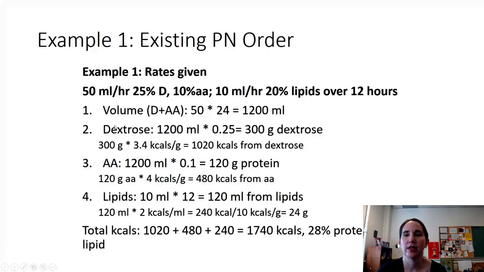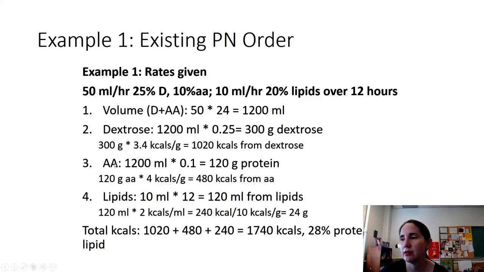The next step is to get the calories from dextrose and also the grams of dextrose. So we take the total volume of the solution, because remember, dextrose and amino acid are present together, and we say 1,200 mLs of this 2-in-1 solution times 25%, so 0.25, gives us 300 grams of dextrose coming from that solution. And we remember that it's 3.4 calories per gram of dextrose because of an anomaly in the hydrated dextrose molecule. So 300 grams times 3.4 calories per gram gives you 1,020 calories from dextrose.